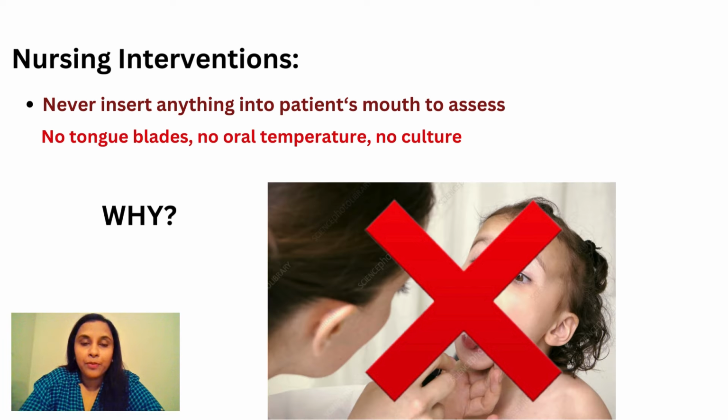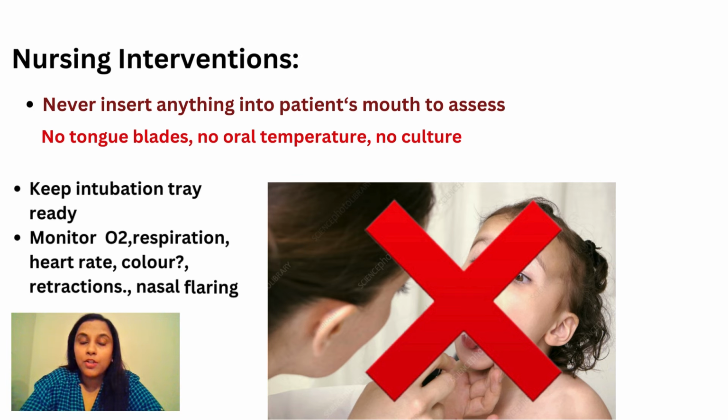Why shouldn't we do it? Because this can cause spasm and lead to complete airway obstruction. The child is already in distress, and if you suspect epiglottitis, never ever insert anything into the child's mouth. This will cause spasm. So as a nurse, you should keep the intubation tube ready, because any time there can be complete airway obstruction. So the endotracheal intubation tray should be ready for the child.